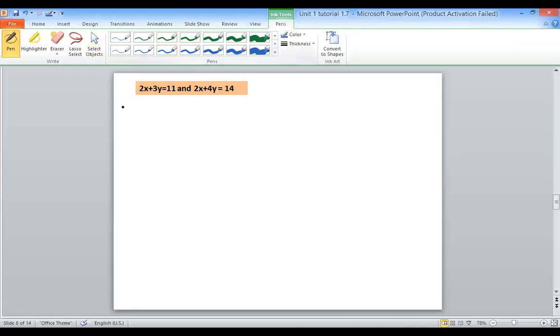Look here. The second question is 2x plus 3y is equal to 11, 2x plus 4y is equal to 14. So let's start. My first equation is 2x plus 3y is equal to 11, say equation number 1. My second equation is 2x plus 4y is equal to 14. It's equation number 2.